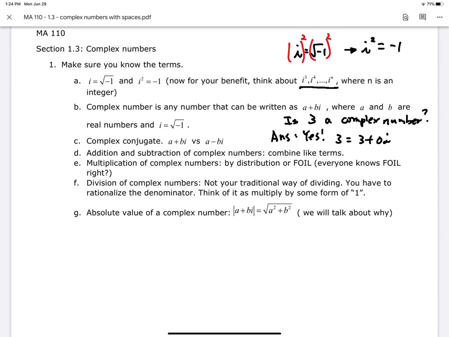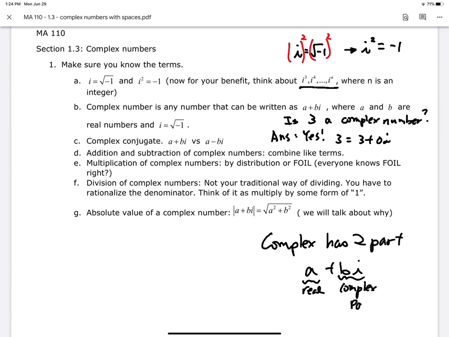So that brings us to the next thing. A complex number has two parts. If you think about a plus bi, we have a real part, and then we have a complex part. A real number is basically when the complex part equals 0. So technically a real number is a complex number, but a complex number is not necessarily a real number. So just keep that in mind.